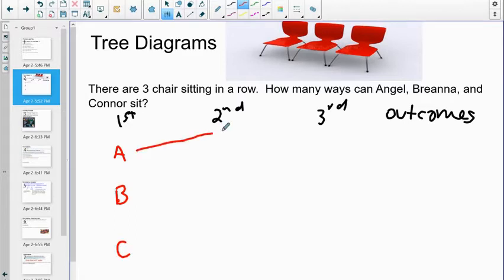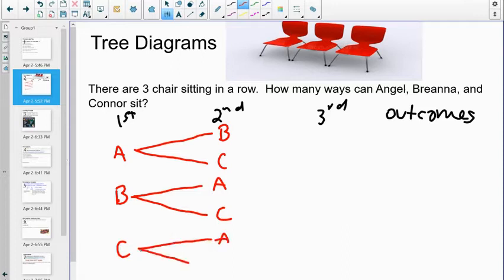Okay, so now, who cannot sit in the second chair if we know that Angel already sat in the first chair? You're correct. It cannot be Angel because Angel cannot be in 2 places at once. So it's either going to be Brianna or Connor. If Brianna sat first, we follow that same pattern: it's either going to be Angel or Connor. And if Connor sat in the first chair, we can have either Angel or Brianna in the next chair.